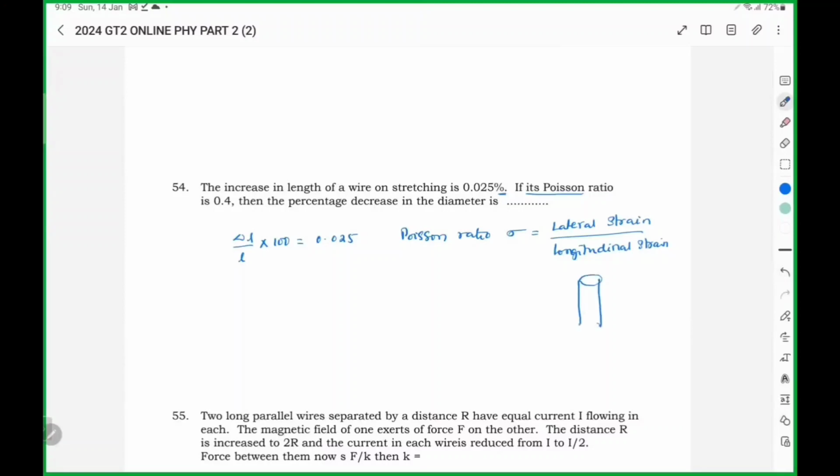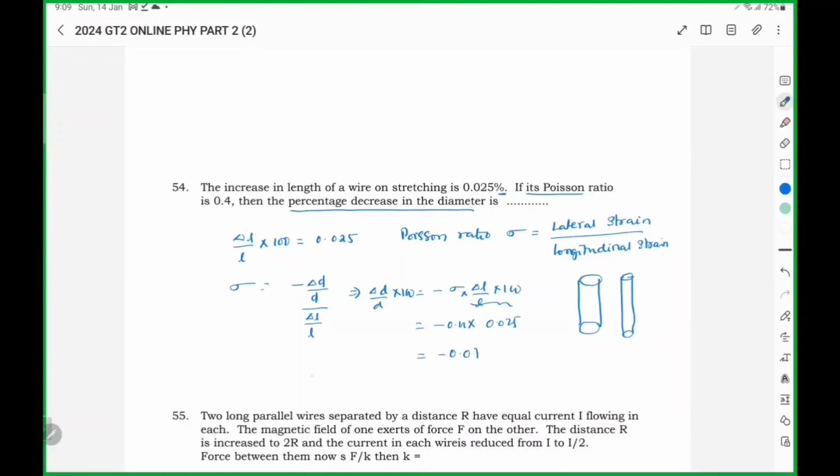Originally the wire is like this. Its length increases, its diameter decreases. So sigma is equal to delta D by D over delta L by L. What he is asking is the percentage decrease in diameter, which is sigma times delta L by L into 100. The Poisson ratio he has given, this is 0.025. So it is minus 0.01. So the percentage decrease will be 0.0.